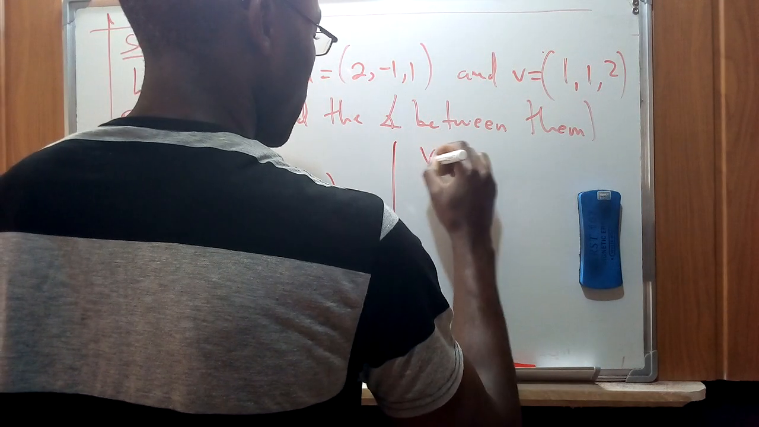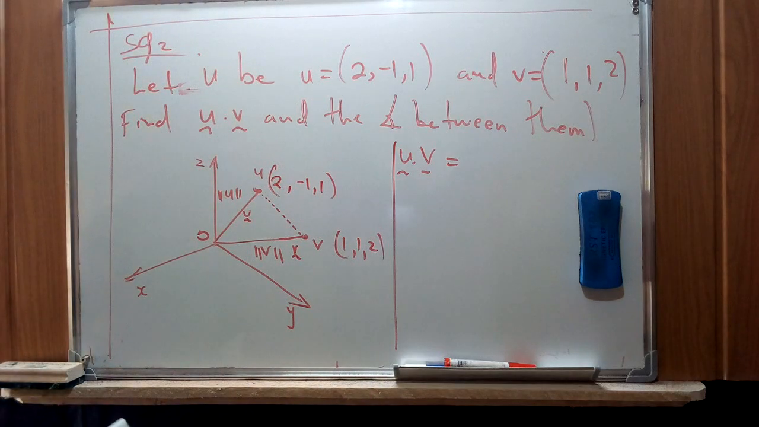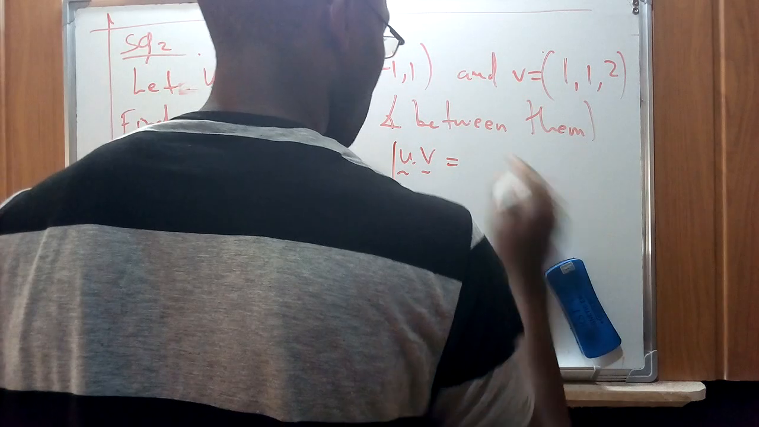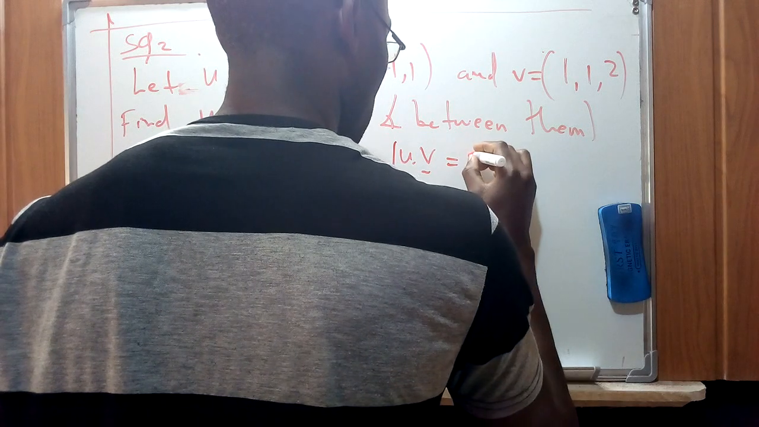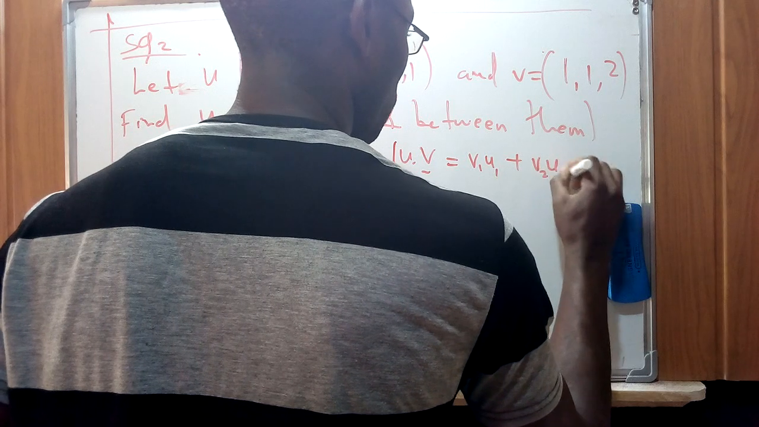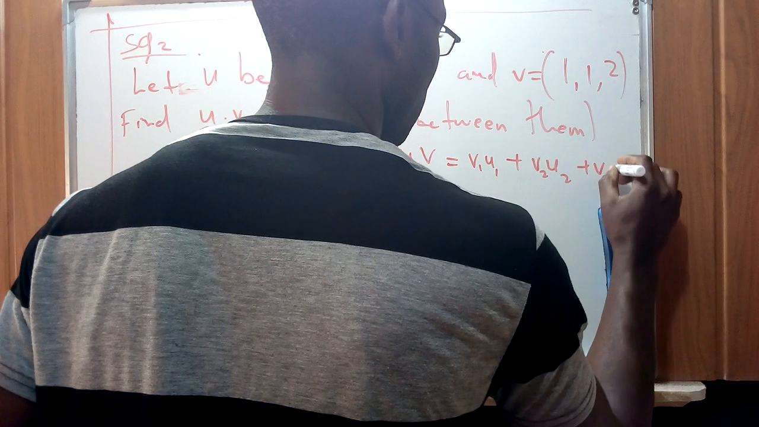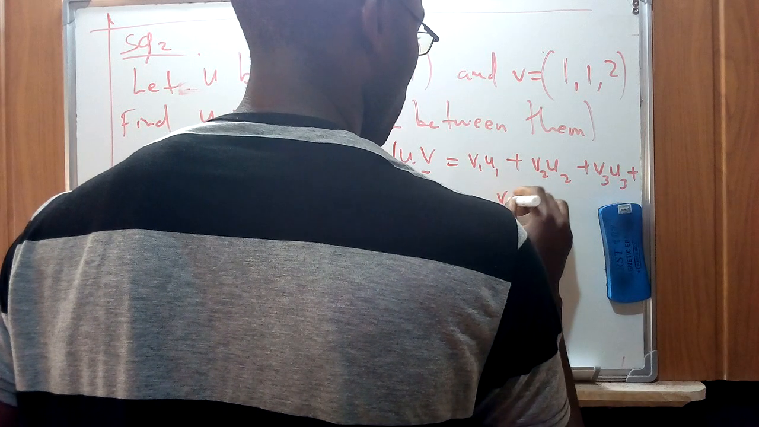Now in that particular case, we are going to see that by the cosine rule, we can illustrate u dot v as the sum of the products of these components, that is v1 u1 plus v2 u2 plus v3 u3 plus up to vn un.